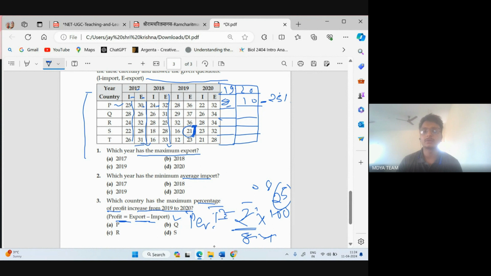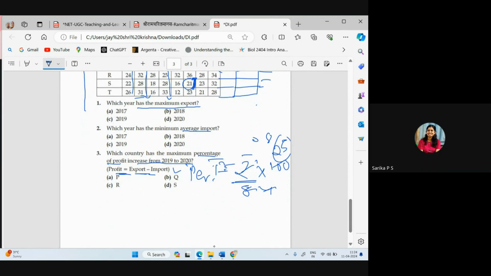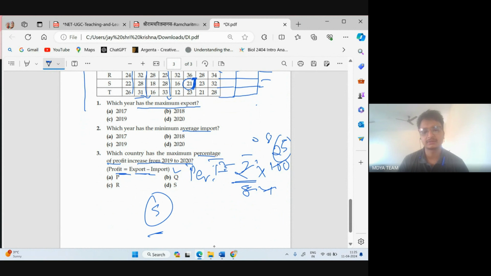Similarly, you need to calculate for countries Q, R, S, and T. This is how you had to do this question. So which country are you getting with maximum profit increase? S. Everyone is getting S.